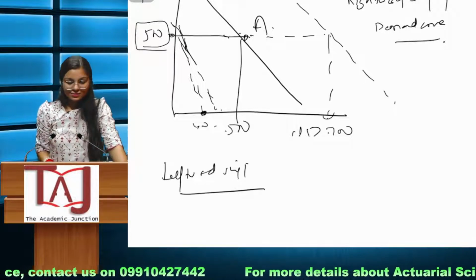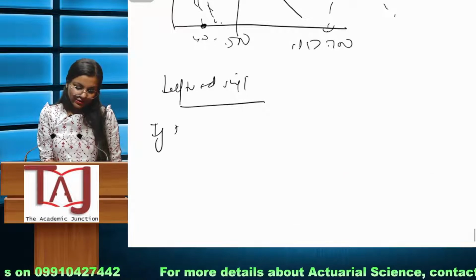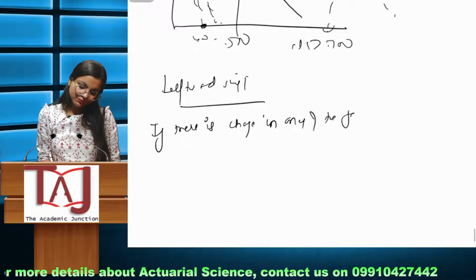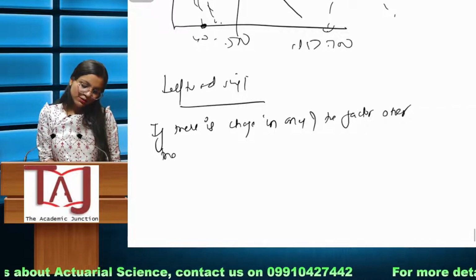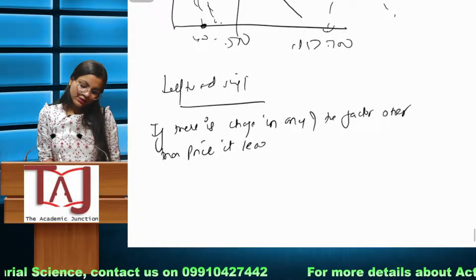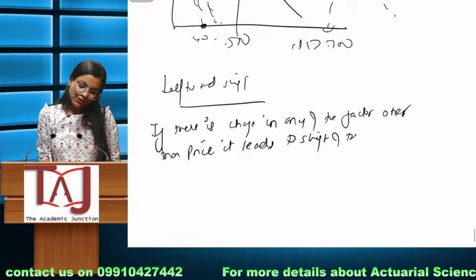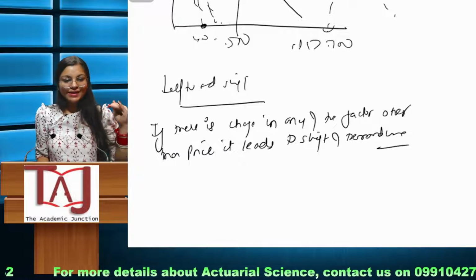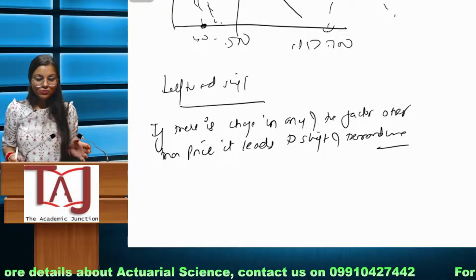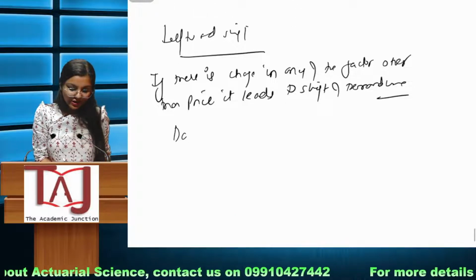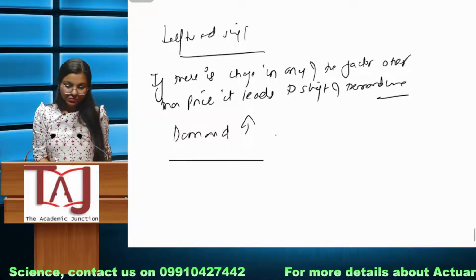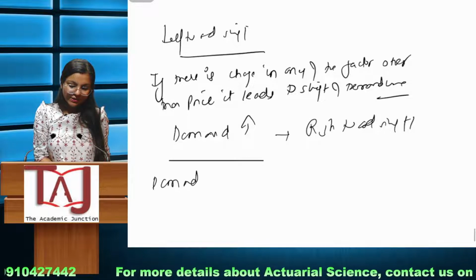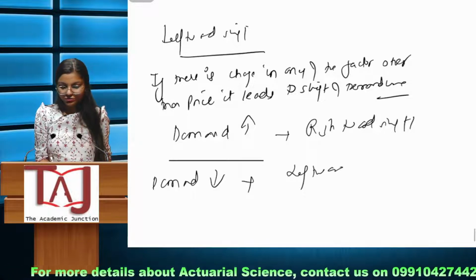Now what is the concept behind this? If there is a change in any of the factors other than price, it leads to a shift of the demand curve. Because as long as your price is changing, you get movement. When your price is stable and changes are coming in your demand, it is leading to a shift. If demand increases because of some factor, there will be a rightward shift. If demand decreases because of some factor, a leftward shift.